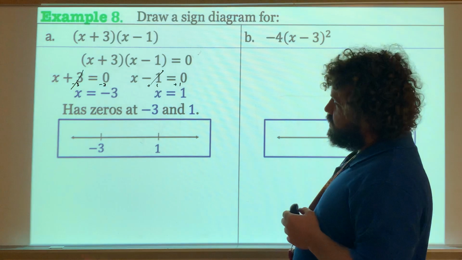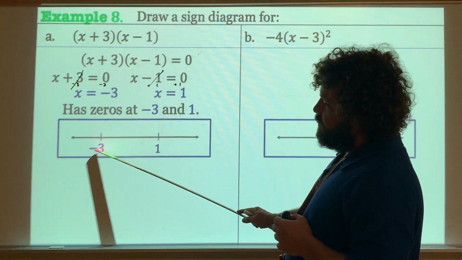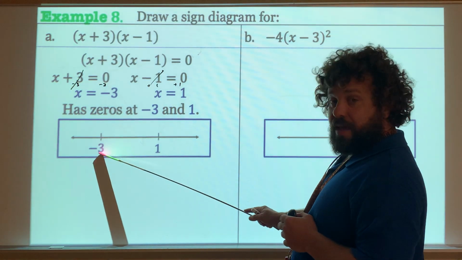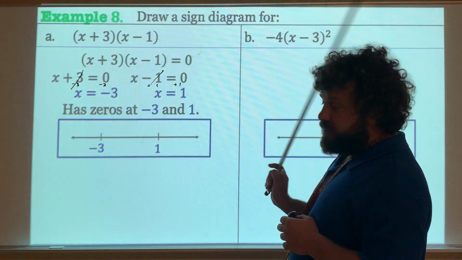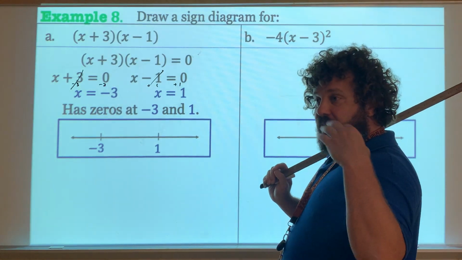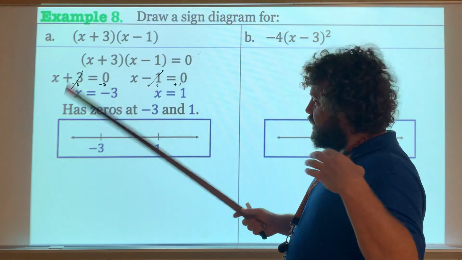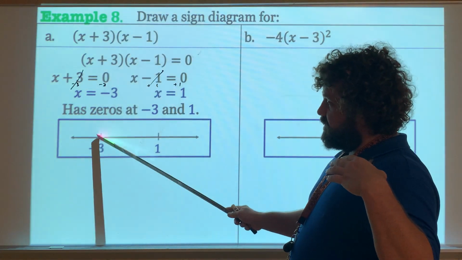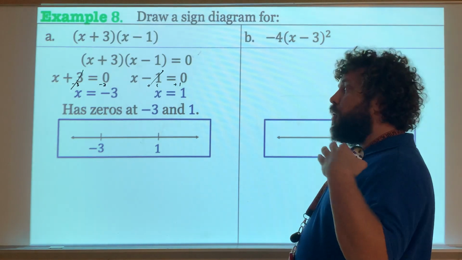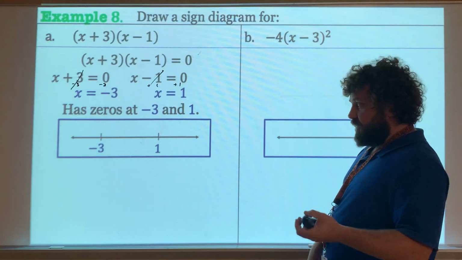All you're going to do is take a number less than negative 3 and plug it into the original equation. If the value is negative, all the values lower than negative 3 are negative. If you plug in a number less than negative 3 and the value is positive, all the numbers less than negative 3 are positive.